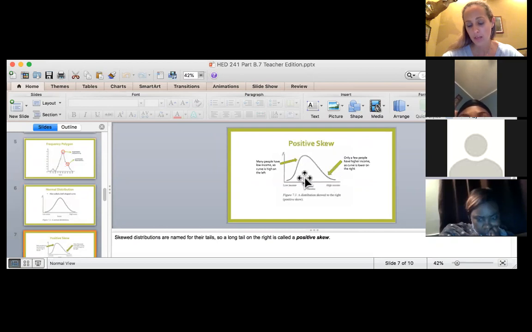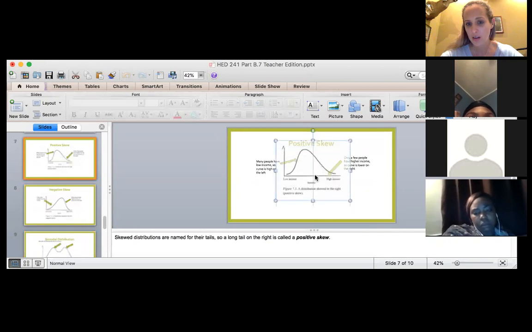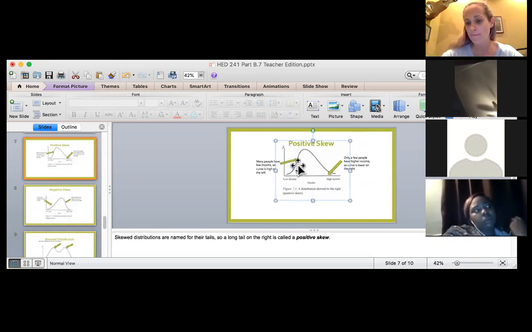I'm sorry, I just 100% said that backwards. Let me say it again. You don't want a positive skew. You have more people... So you see here, if this is the center right here, can y'all see where I'm pointing? Yes. You see this line? That's the center. So it's off center, off to the lower numbers. So you don't want a test that has a positive skew.